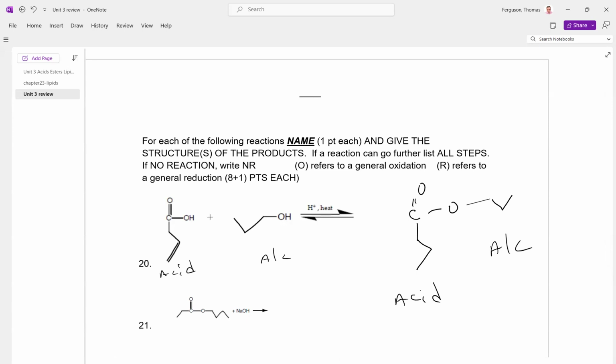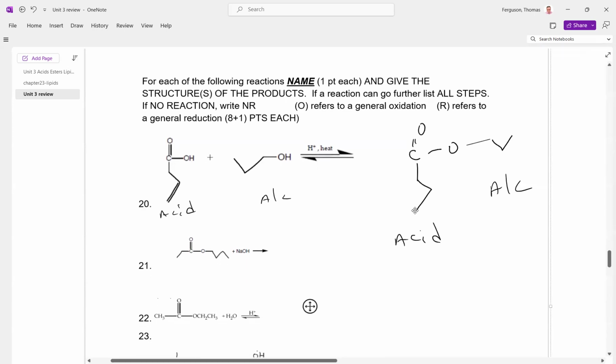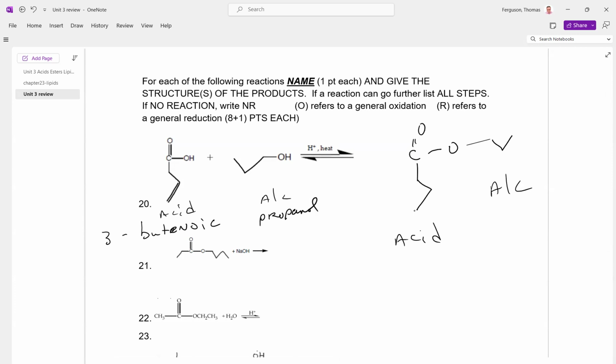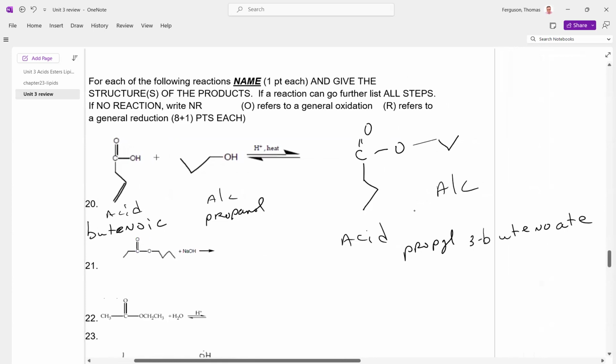Acid side, alcohol side. And this would be a 1, 2, 3, 4 butanoic acid with a double bond on carbon number 3. And this would be propanol. This would be propyl. 1, 2, 3, 4. Propyl 3-butenoate.